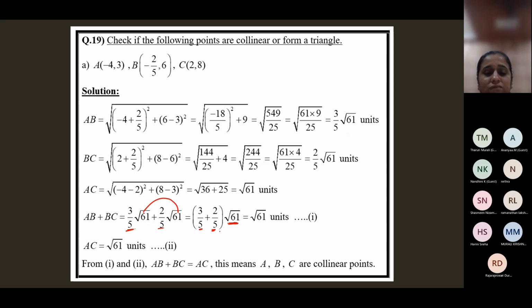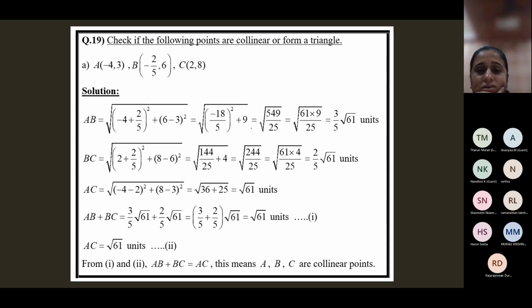So 3 by 5 plus 2 by 5 is 5 by 5, which is 1. That means 1 root 61, or root 61 units. So AB plus BC is root 61 units and AC is root 61 units. So clearly AB plus BC is equal to AC. So that means A, B, C are collinear. A, B and C are collinear points.